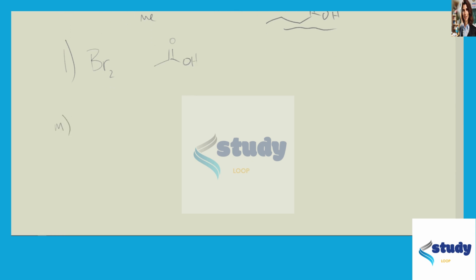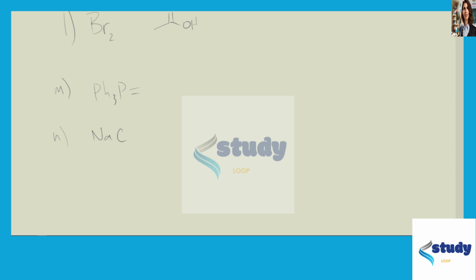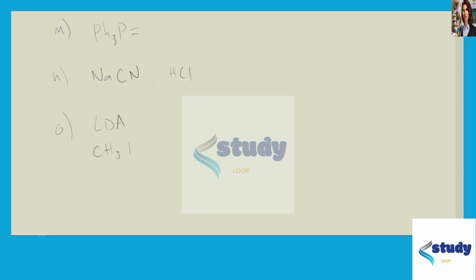For M, we have this ylide. For N, sodium cyanide and HCl. And for O, we have LDA, CH3I. Pretty sweet. Okay, so if we have LDA, this is what our starting material is like.